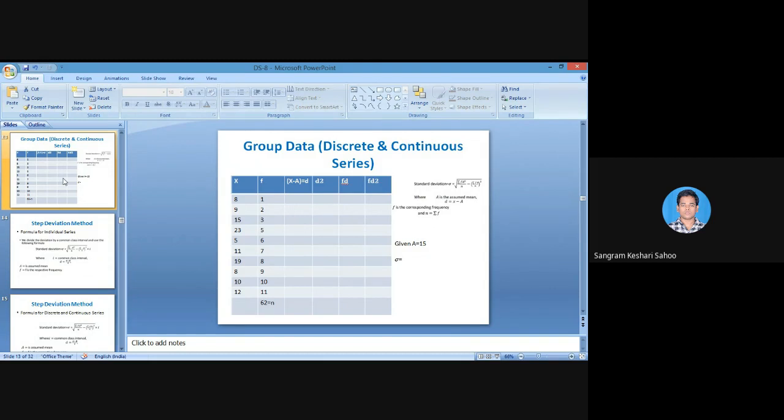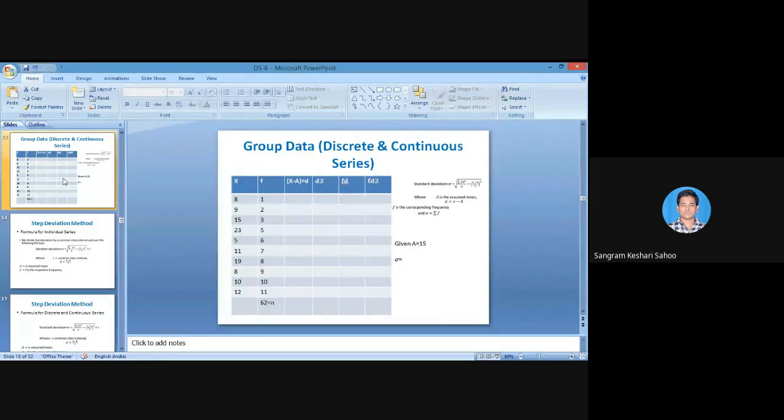The first step is to calculate the standard deviation in case of your method. You have to calculate the sum of frequency. I have already done the sum of frequency, that is 62, your n value. In case of individual series, the n value should be the number of observations, but in case of continuous series and discrete series, the sum of frequency should be considered the n value.